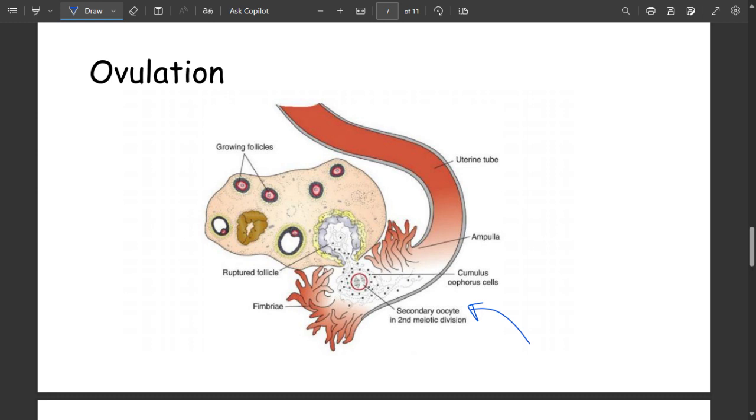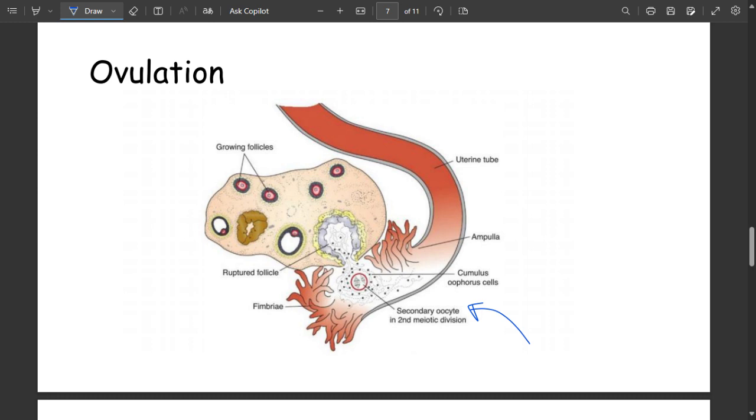Okay, the word corpus means body, then luteum means yellow. So we have a yellow body, the yellow body, corpus luteum. The function of the corpus luteum is, of course, to produce estrogen and progesterone that are going to be important hormones in maintaining pregnancy via maintaining the mucosa of the uterus.